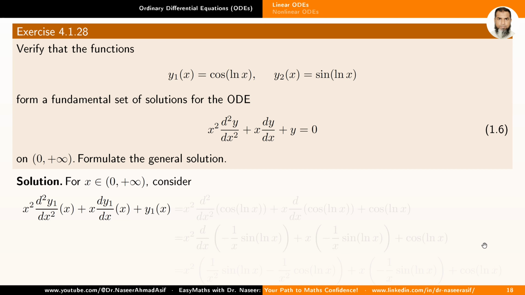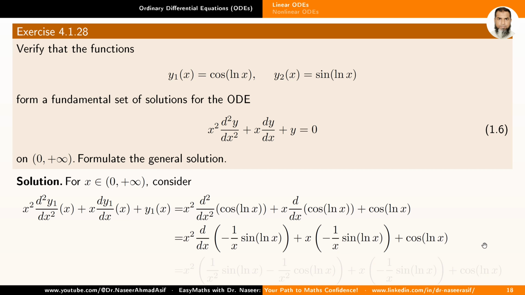For x belonging to the open interval 0 to plus infinity, consider x squared d2y1 by dx square of x plus x dy1 by dx of x plus y1 of x, which is equal to x squared d2 by dx square of cosine of log x plus x d by dx of cosine of log x plus cosine of log x, which is equal to x squared d by dx of minus 1 by x into sine log x plus x into minus 1 by x of sine log x plus cosine log x, which is equal to x square into 1 over x square sine log x minus 1 over x square cosine log x plus x into minus 1 by x of sine log x plus cosine log x.